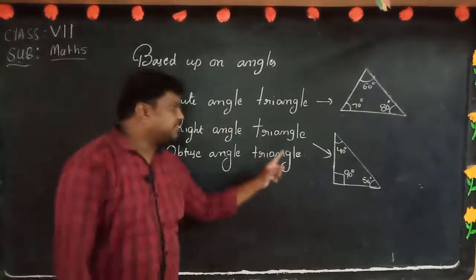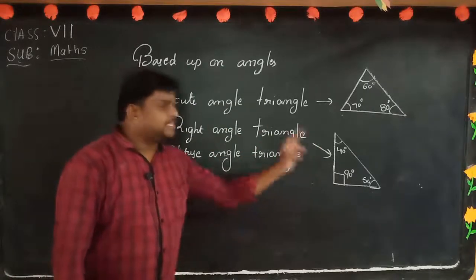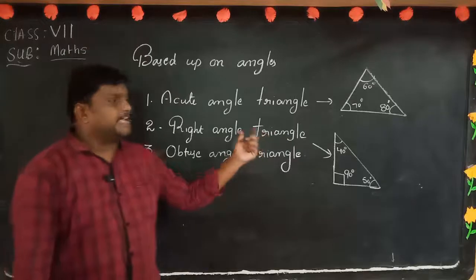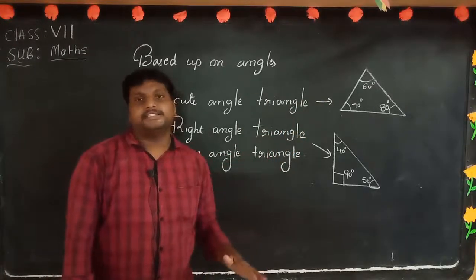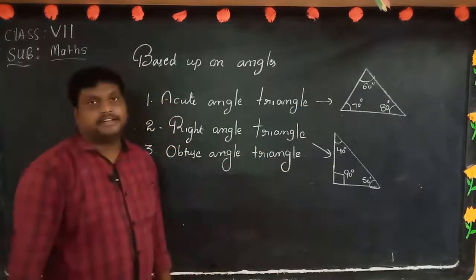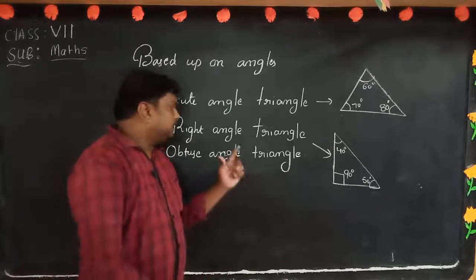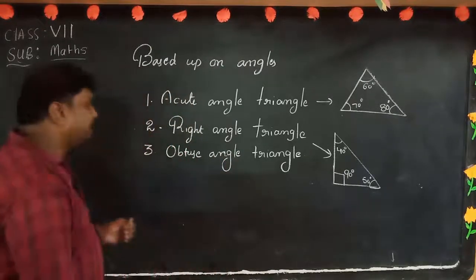Right angle triangle is nothing but a triangle in which one of the angles is 90 degrees. In which triangle all angles are below 90 degrees, then the triangle is called acute angle triangle. Next, obtuse angle triangle. Obtuse angle means the angle will be more than 90.